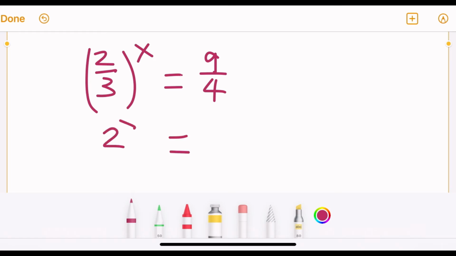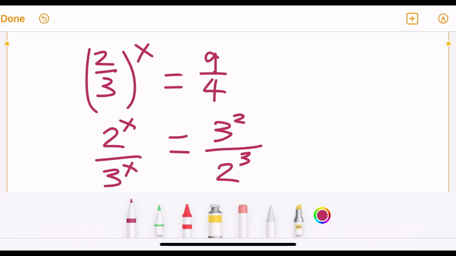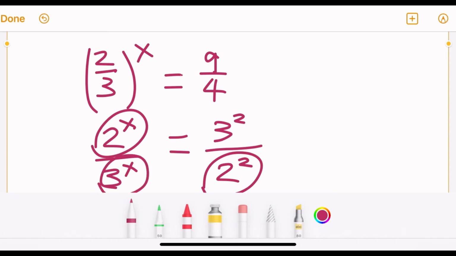2 to the power of x over 3 to the power of x. And 9 is 3 squared, so I'm going to write it 3 squared, and 4 is 2 squared. You will notice a relationship. Well, there's a 2 here, and there's a 2 here, and there's a 3 here, and a 3 there. So we gotta somehow relate them.